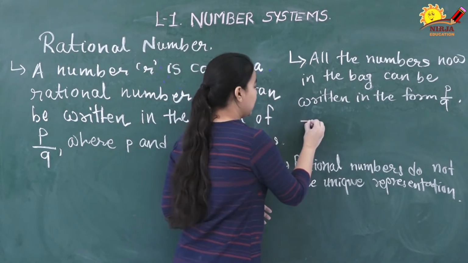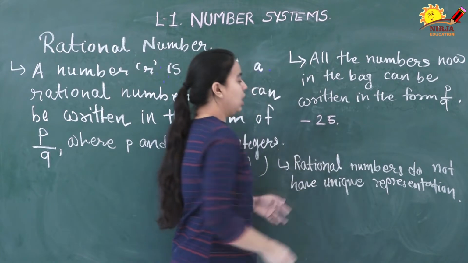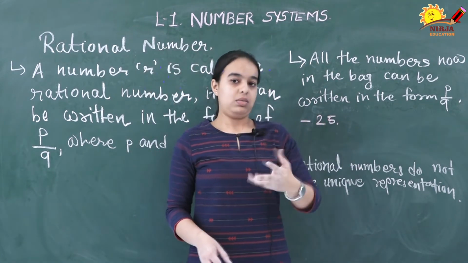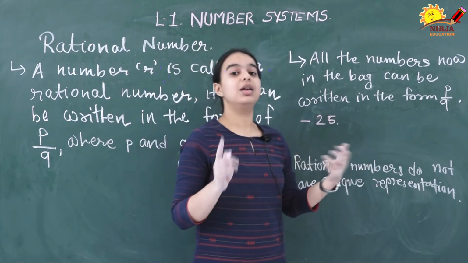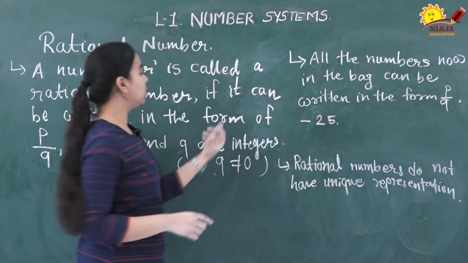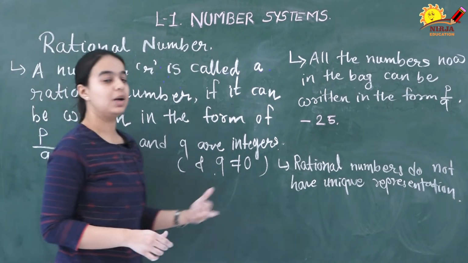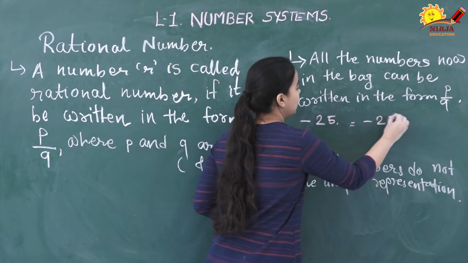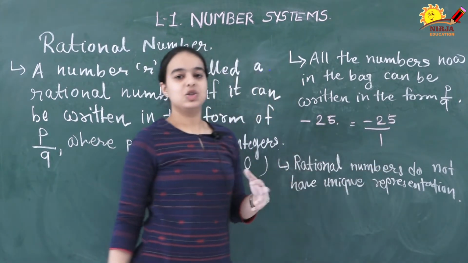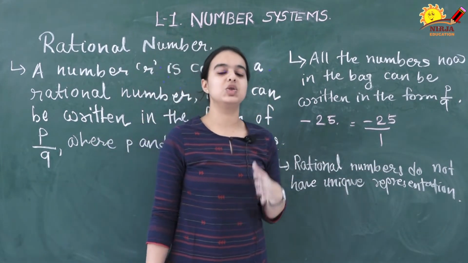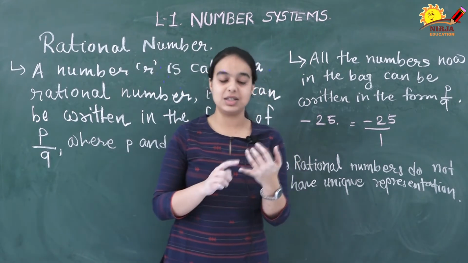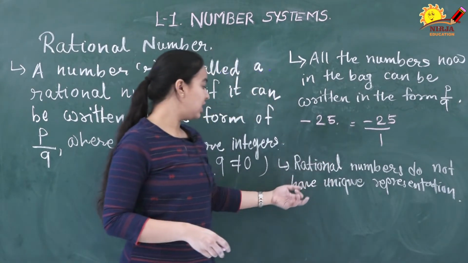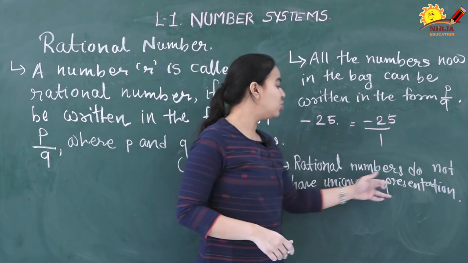So if I take -25 according to our collected bag, -25 is a rational number. According to the definition of rational number, -25 can be written in the form of p by q. We can take the denominator as 1. So my dear students, every number you can call a rational number, either it is an integer, negative, natural numbers, or whole numbers.